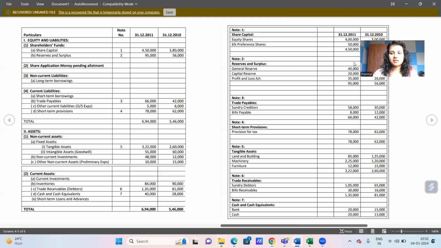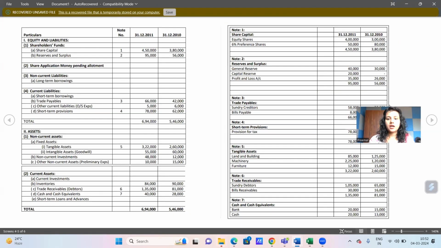Let's look at the balance. Go to your question. Under the notes, you will find out more about reserves and surplus, wherein you will find out the balance of P&L account. In note number 2, you see P&L account. The opening balance is 26,000 and the closing balance is 35,000. Therefore, it is clear that the balance has increased in the current year, indicating profit for the year.